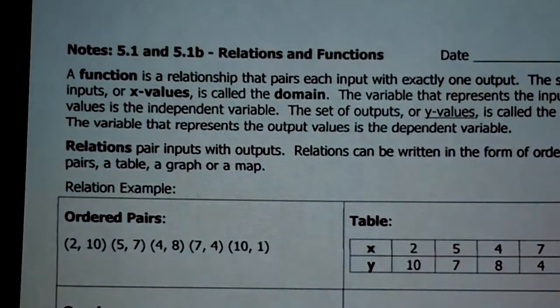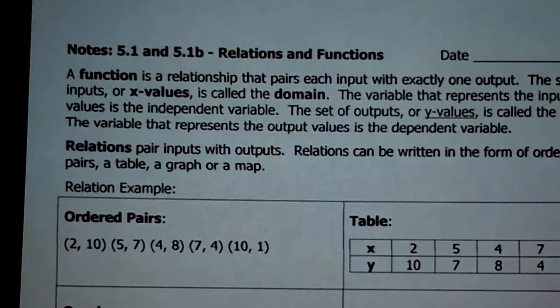A function is a relationship that pairs every input with exactly one output. Input being the x values, output being the y. So the set of inputs are x values. New word for you, that's called the domain. And the variable that represents the input values is the independent variable. So that's the one that you pick.